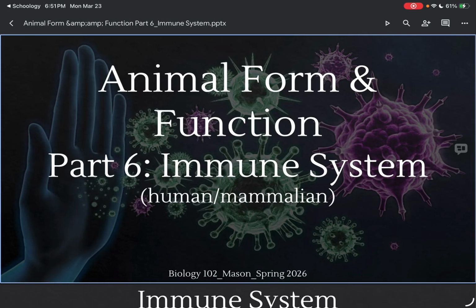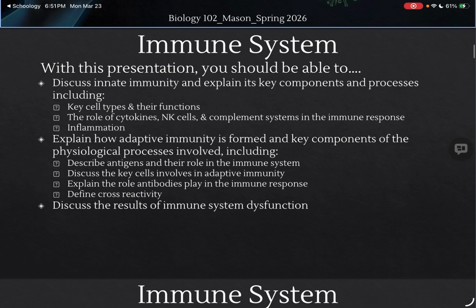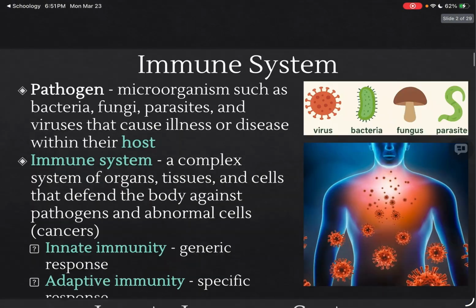We are back with another video of Animal Form and Function Part 6, the immune system. And as always, we're going to be looking at the human or the mammal side of things. Go ahead and pause for today's objectives. All right, let's get into it.